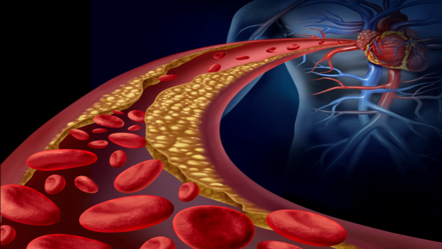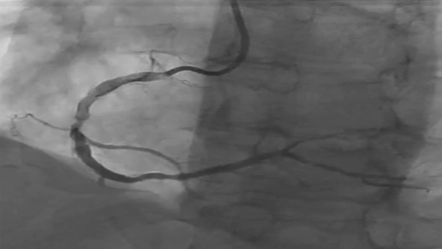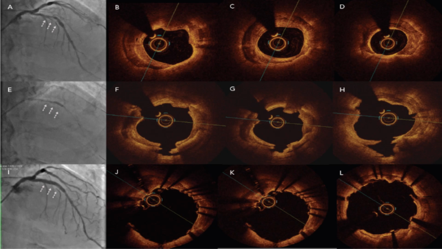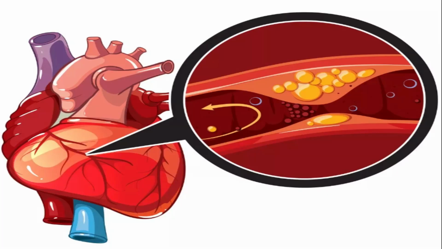What conditions and disorders affect the coronary arteries? Coronary artery disease, also known as CAD, is the most common condition that affects your coronary arteries. CAD is often the result of atherosclerosis, which is plaque buildup inside your arteries. Clogged arteries prevent blood from getting to your heart, which can lead to a heart attack.